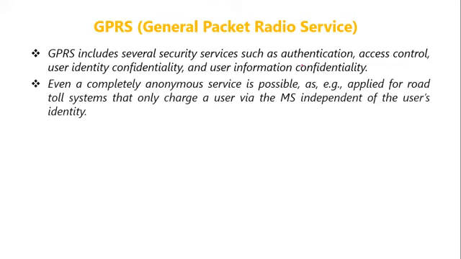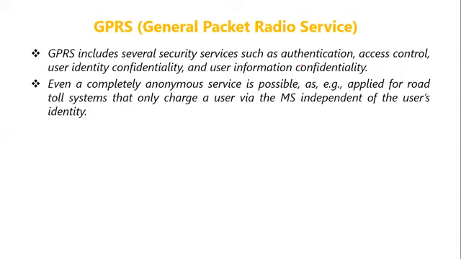GPRS also includes several security services, which we have already discussed, such as authentication, access control, user identity confidentiality, and also anonymous service is possible. An example is applying it to a road toll. If you are using GPRS for a road toll, only the amount will be charged, but the user identity will not be revealed. So this is the general information about GPRS.